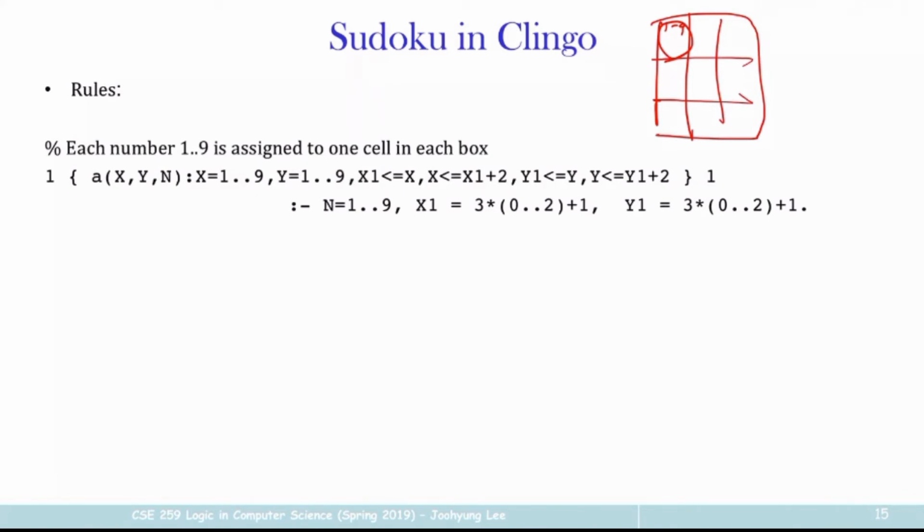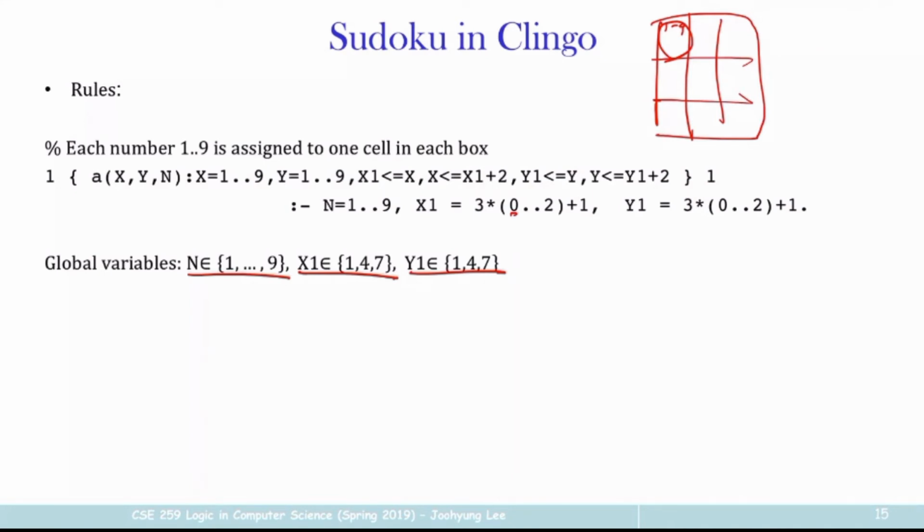So 0..2 means 0, 1, 2, right? And these are multiplied by 3, plus 1. So what are the possible values of x1 and y1? 1, 4, 7, yes. When it's 0, 3 times 0 plus 1 is 1. When the interval gives 1, then 3 times 1 plus 1 is 4. When the interval gives 2, 3 times 2 plus 1 is 7. So the global variable n ranges from 1 to 9, and the other global variable x1 ranges over 1, 4, 7, and same for y1. Okay, so let's keep that in mind.